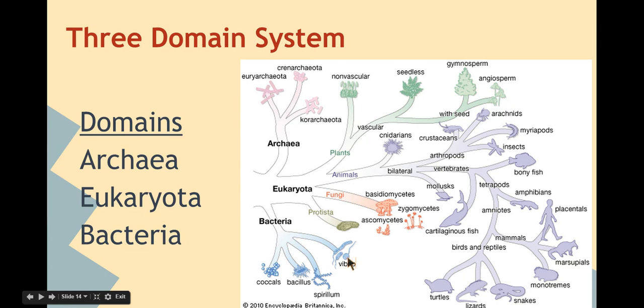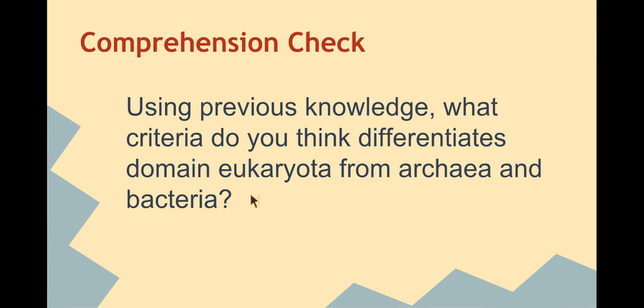And here are some of your bacterias. And then finally, the one you guys are probably most familiar with, your eukaryota. So your plants, animal, your fungi, and your protists. And these right here are your kingdoms. And there are 6 kingdoms, 1 for bacteria, 1 for archaeobacteria, and then you have 4 for your eukaryotic organisms. So using your previous knowledge, what criteria do you think differentiates domain eukaryota from archaea and bacteria?